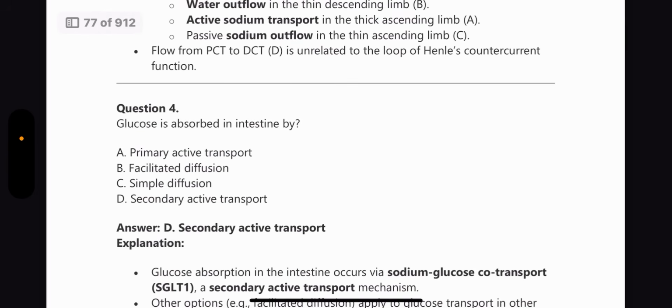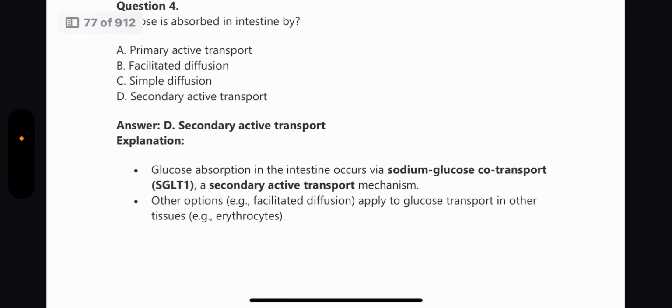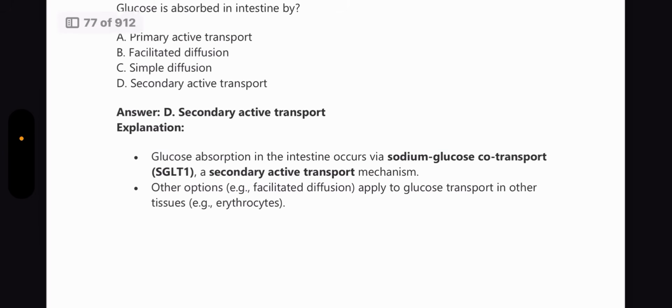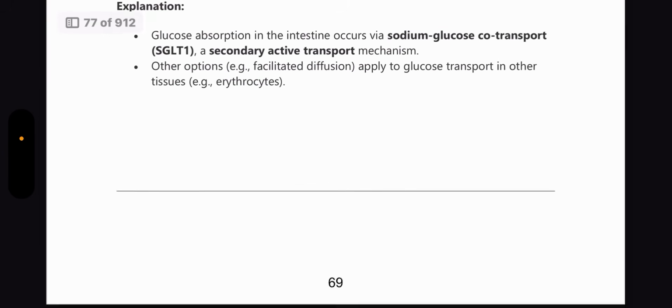Next, glucose is absorbed in the intestine by, answer, secondary active transport. Glucose absorption occurs via the sodium glucose co-transporter SGLT1, which is a secondary active transport mechanism.